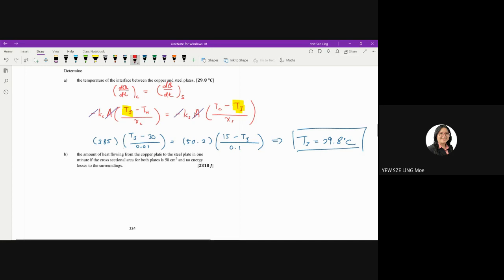It is up to you which one you want to use, because now you want to calculate Q. If you want to calculate Q, you just choose either one. You can choose dQ over dt for copper, or you can choose dQ over dt for steel. It doesn't matter, because both of them have the same value. So let's say I want to choose dQ over dt for copper.